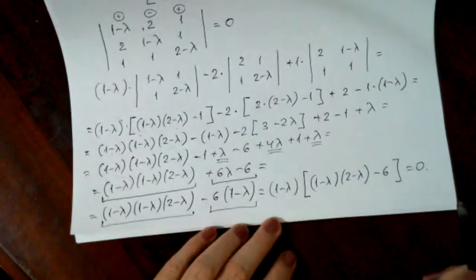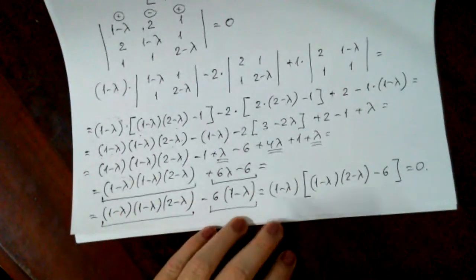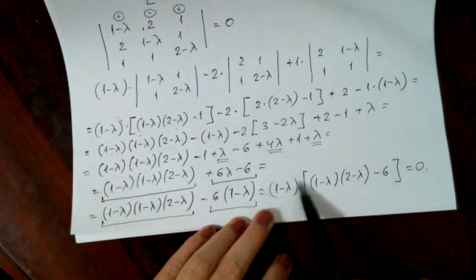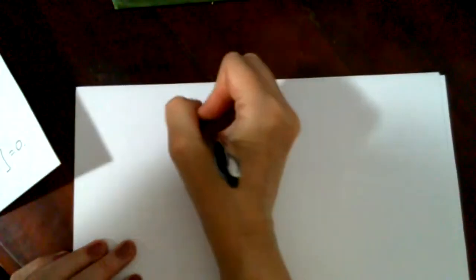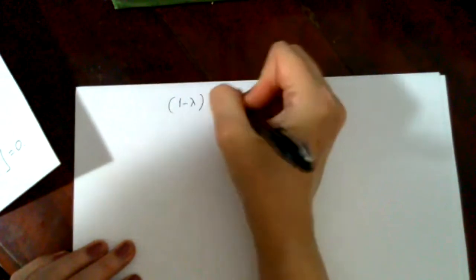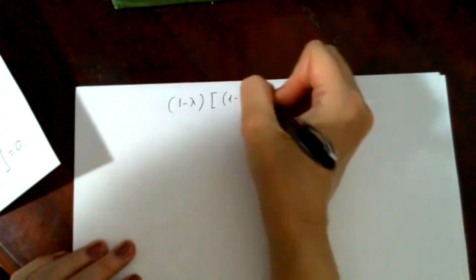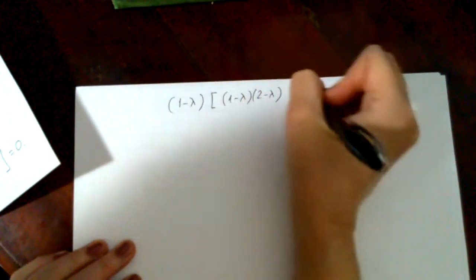So we've been saved, you know. We didn't need to apply this general method. Look at this. This is the first term times second term is equal to 0. It could be solved very easily. So let me rewrite it to the new page. So I ended up with this equation: 1 minus lambda times 1 minus lambda times 2 minus lambda minus 6 is equal to 0.